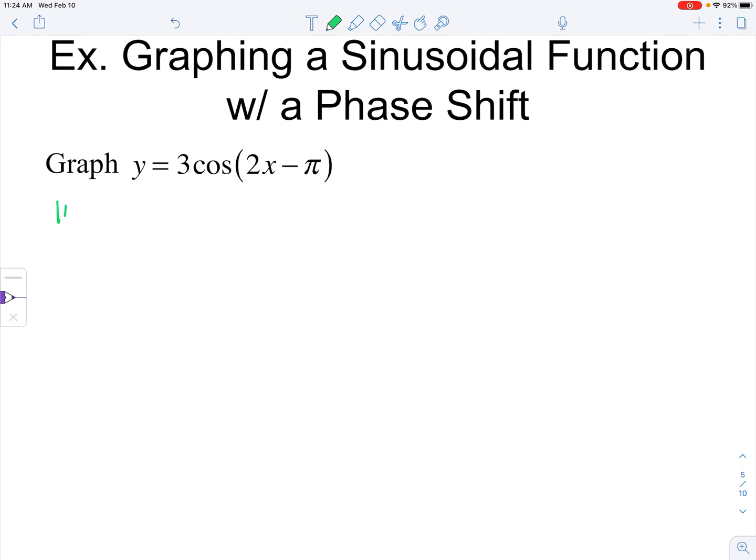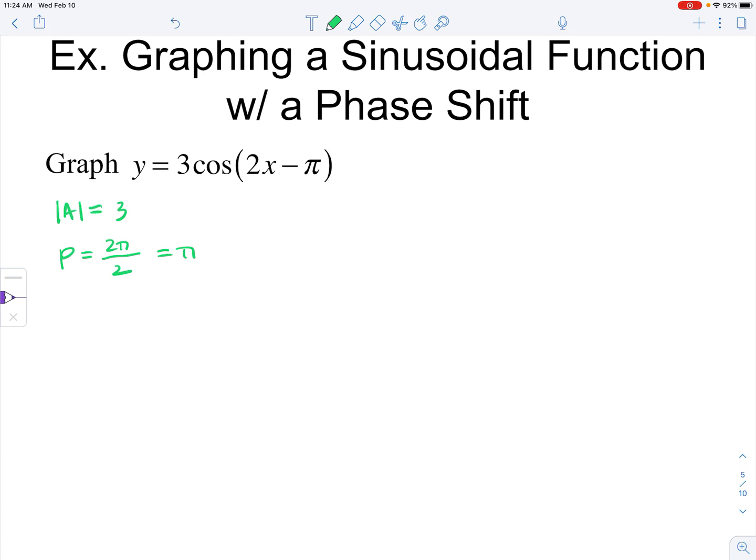So identifying the amplitude, the size of the waves is going to be 3. Okay, the period: to determine the period, I'm doing 2 pi divided by b, and b in this case is 2, so the period is pi.